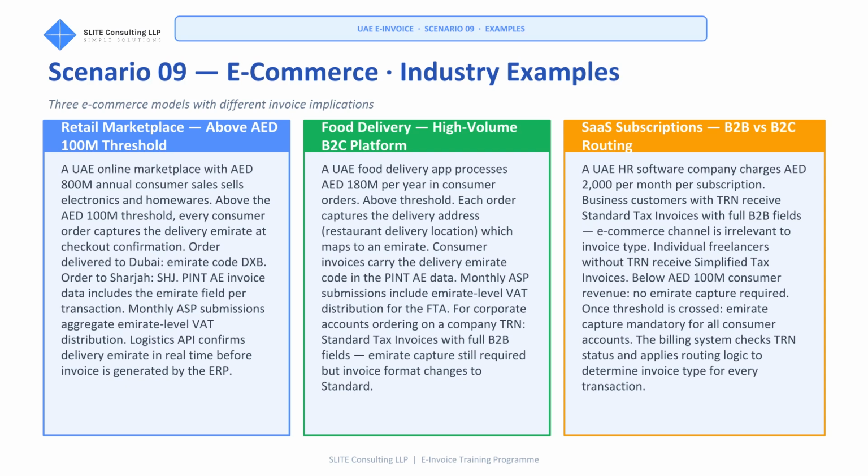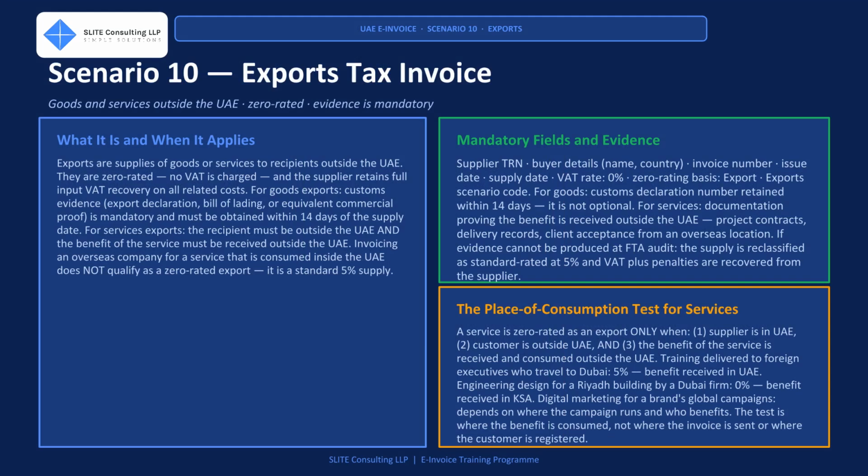Exports next. Scenario 10 is exports, supplies of goods or services to recipients outside the UAE. 0 rated with full input VAT recovery on all related costs. For goods exports, customs evidence, export declaration, bill of lading, or equivalent commercial proof is mandatory and must be obtained within 14 days of the supply date.